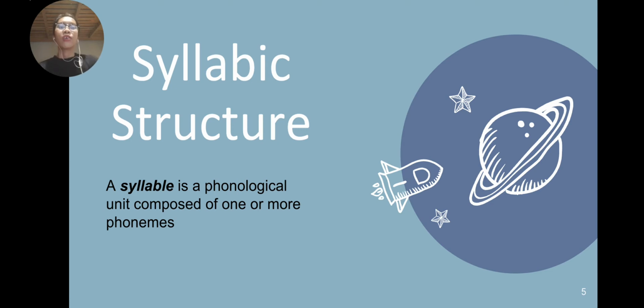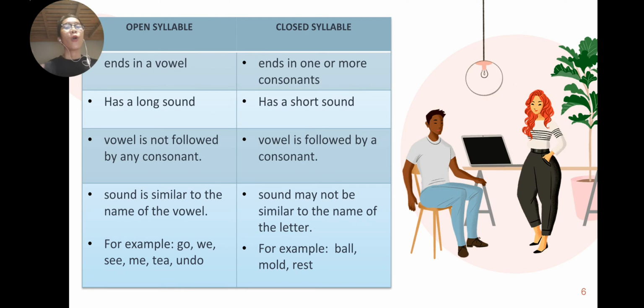Okay, before we proceed to the next slide, which is about types of syllable, can you guess what are those two types of syllable? What are the two types of syllable? Do you have an idea? You're thinking. Thank you for that wonderful idea. So the two types of syllables are open syllable and closed syllable.